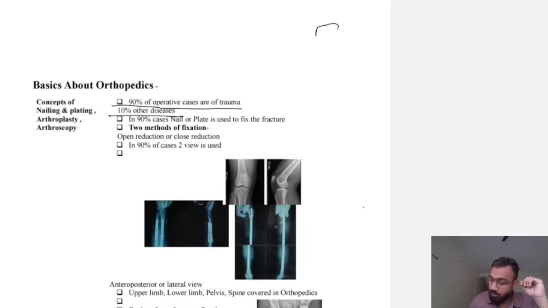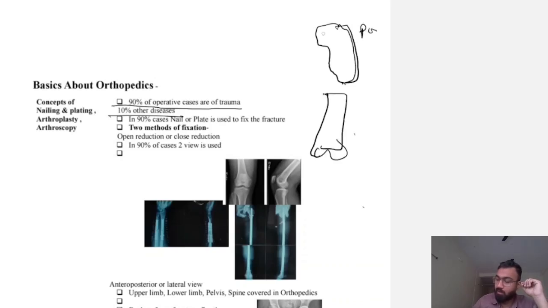Now let's talk about this. This is the proximal fragment of a fractured humerus bone and this is the distal fragment. Okay, this is proximal, this is the humerus, and the humerus is fractured from here. So this is the proximal fragment, this is the distal fragment. Okay, so now you can reduce this fracture by 2 means. You can put a plate over it. Or one more thing you can do is you can reduce this fracture.